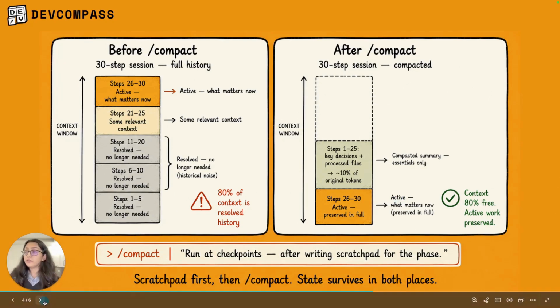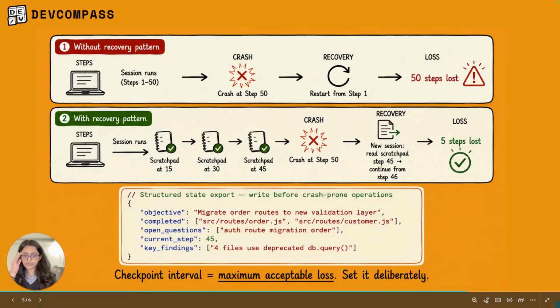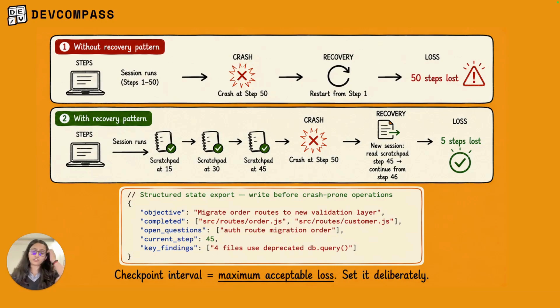Now, we will look at the crash recovery pattern. How do you exactly recover from a crash? So, let's take a scenario. The session runs for 50 steps, then crashes. No checkpoint, no Scratchpad. So, the loss is all 50 steps. You have to start over from 0, and that is the recovery flow on screen.